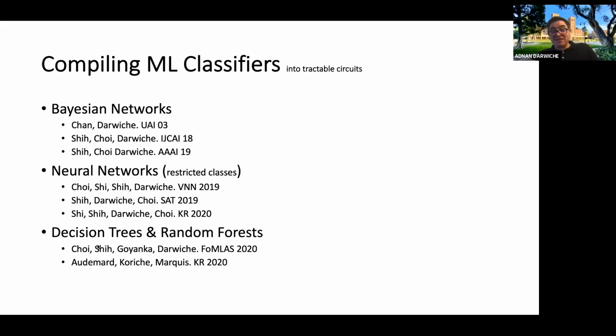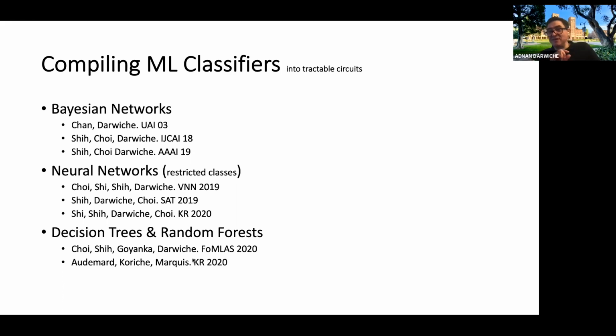Now, I'm just going to say a couple of brief things here and two more quick slides. But here's what happens. It turns out, believe it or not, that from a conceptual point of view, the simplest compilation is for decision trees and random forests.